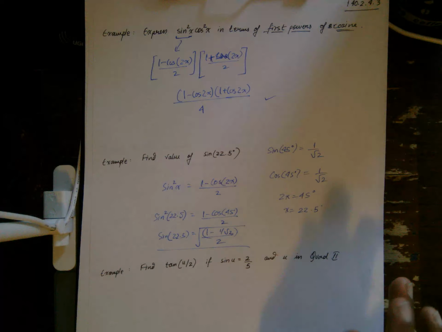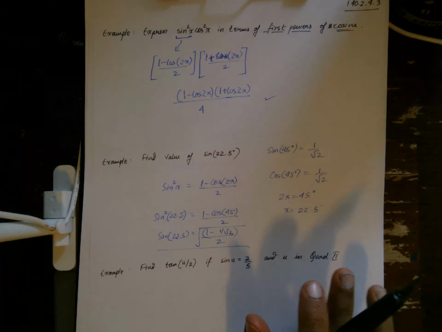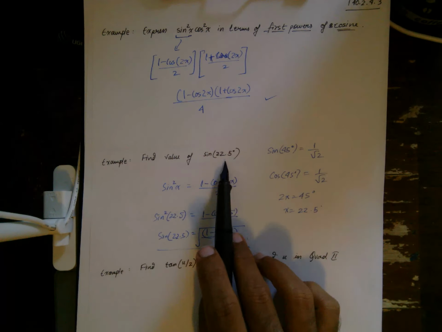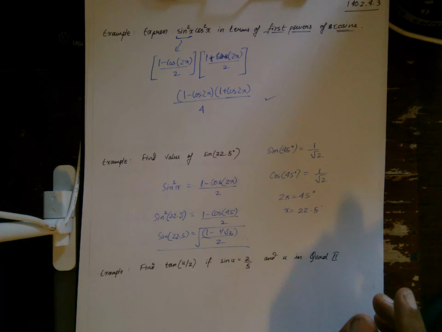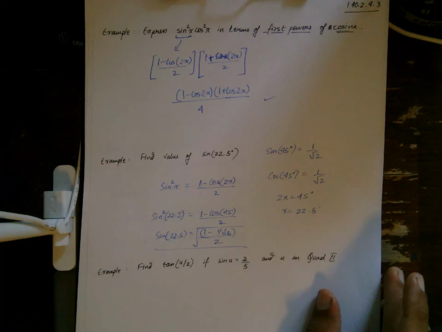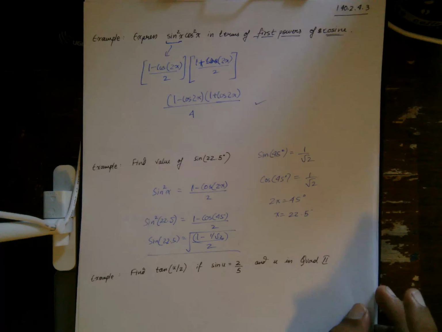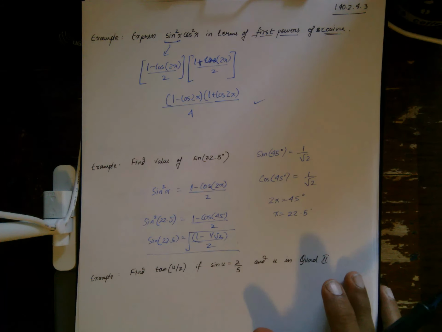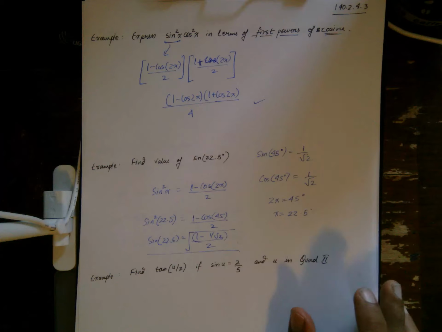So it's just making observations like 22.5 is half of 45, or just as we had before, where 75 is a sum of 30 and 45.